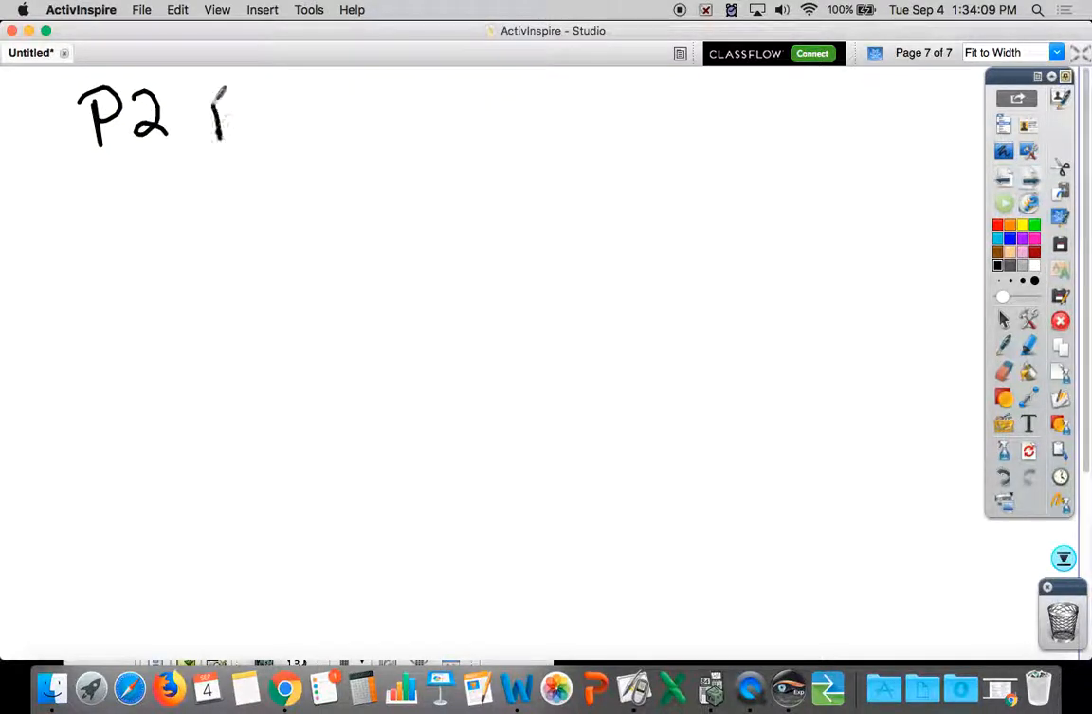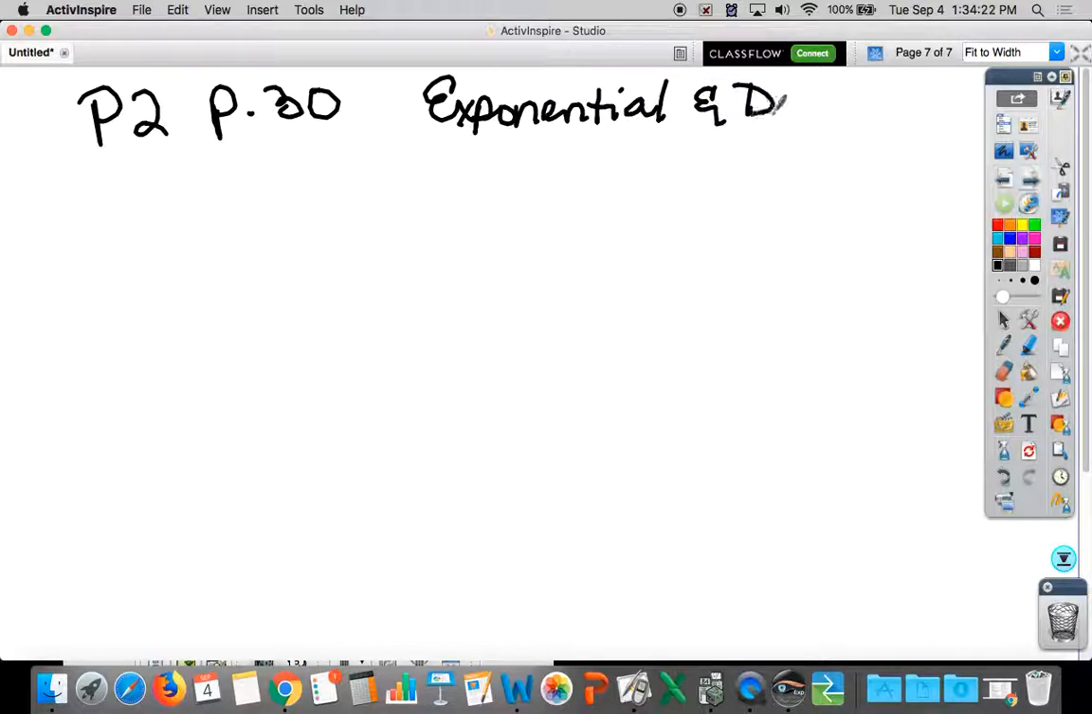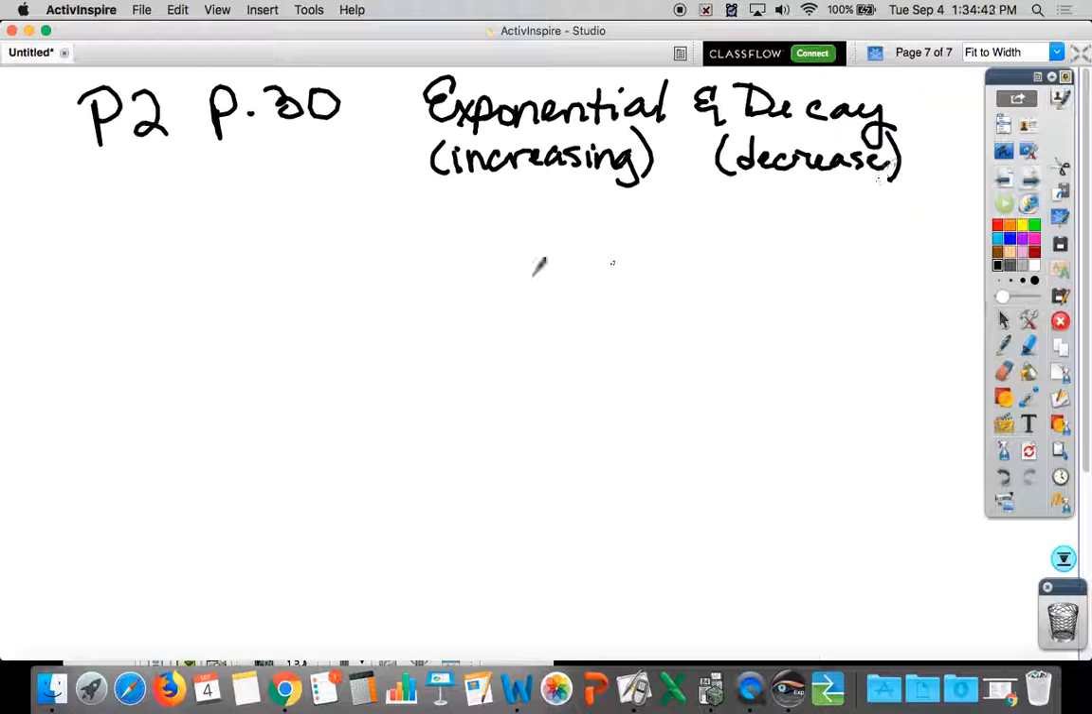Okay, your P2 book, page 30. We're going to be talking about exponential growth and decay. So obviously growth will be something that's increasing in value. If you invest your money, you hope you have exponential growth. You don't want decay, so decay would be a decrease. You have a business, you hope your profits grow.